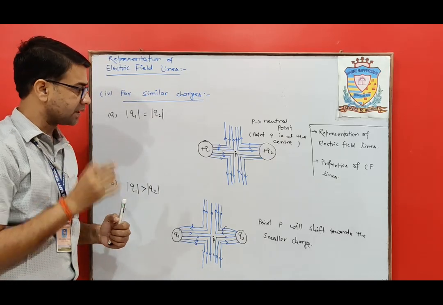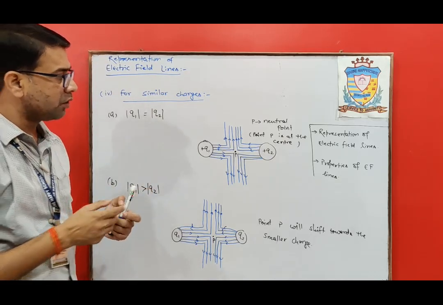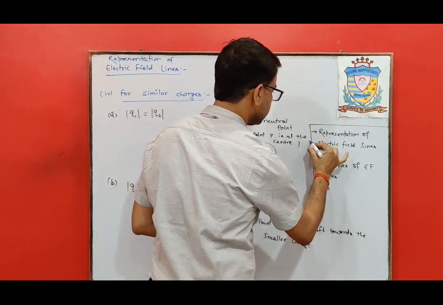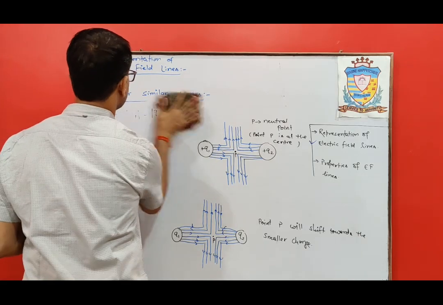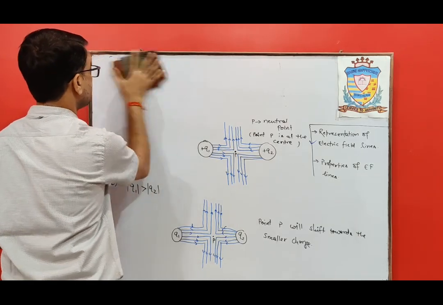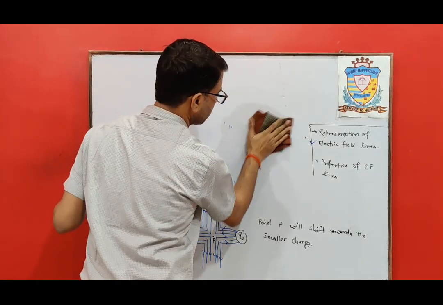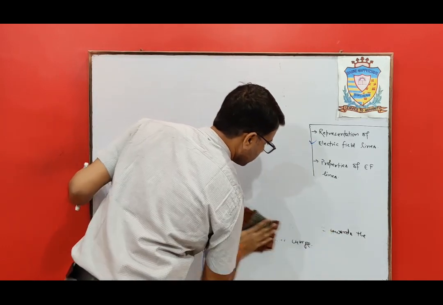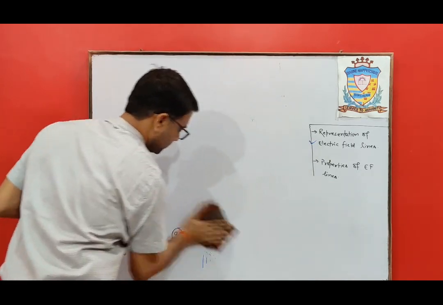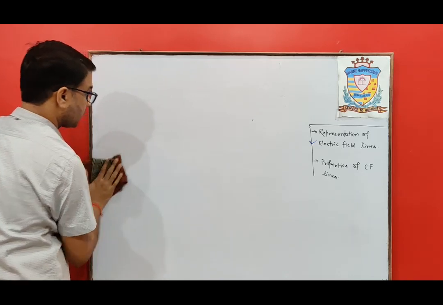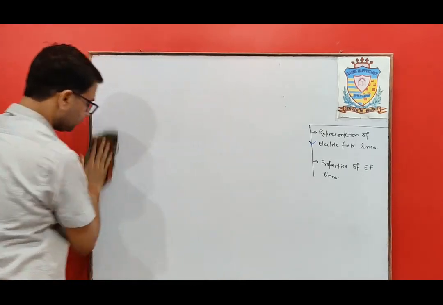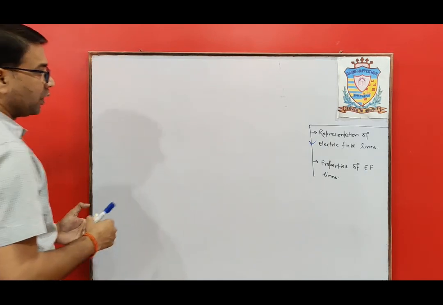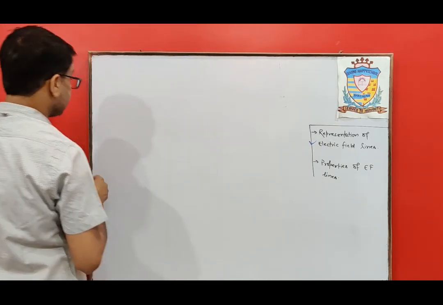So these are some representations of electric field lines. Next we will discuss the properties of electric field lines.